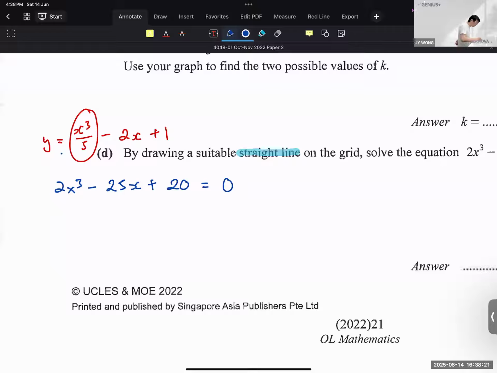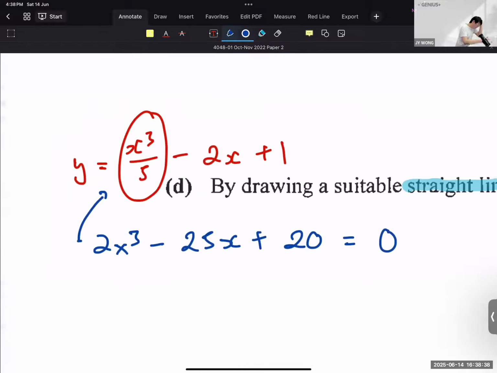So the question here is, from here to get to here, I need to divide by what? Obviously, it's a divide. The number becomes smaller, not larger. Divide by? It's not divide by 5, huh? If you have difficulty seeing it, you change the form of this. What is x cubed over 5? What's another way of writing x cubed over 5?